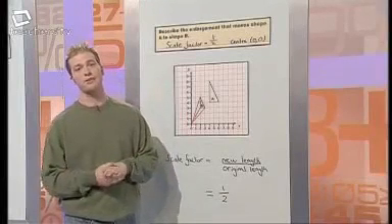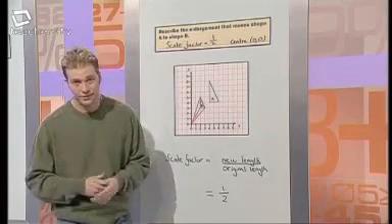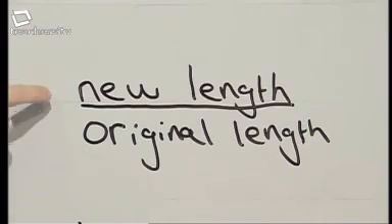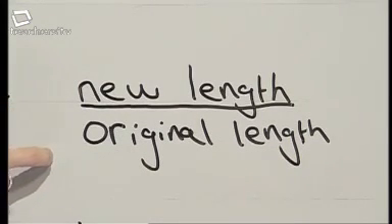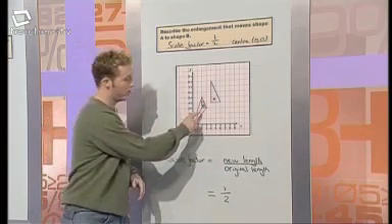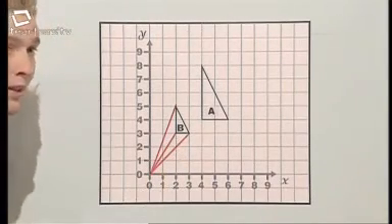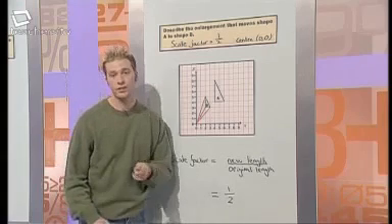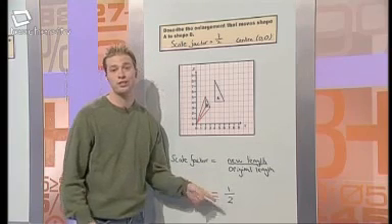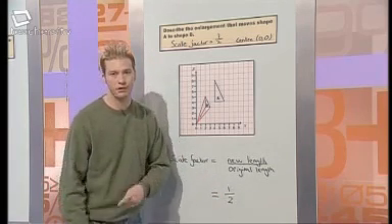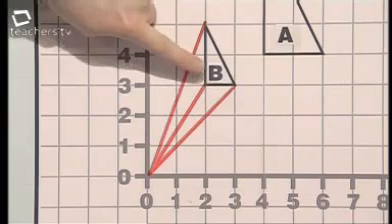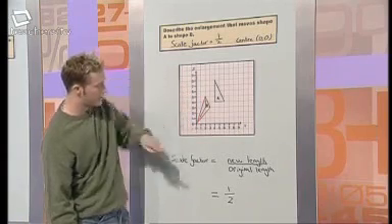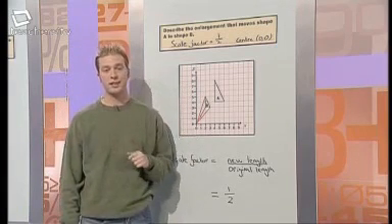Describing the enlargement means I have to work out the scale factor and the centre of enlargement. Now, to find out the scale factor, I used this ratio, new length over the corresponding original length. Now, the new length I chose, this one here, is 1, and the corresponding original length is 2. So the scale factor is 1/2. Now, to work out the centre of enlargement, I drew straight lines from each point on the enlargement through the origin, like that. So 0, 0 is the centre.